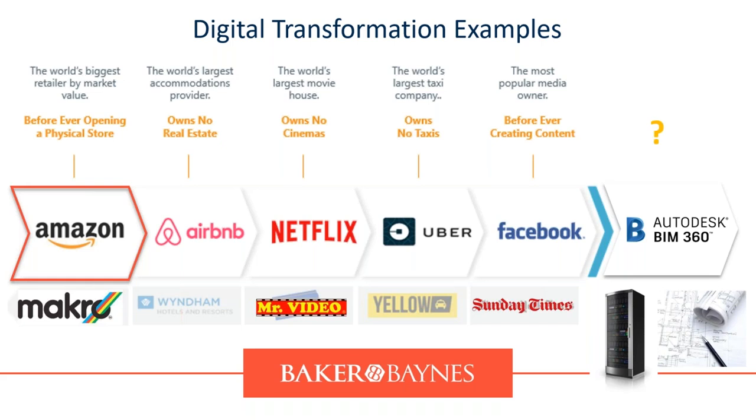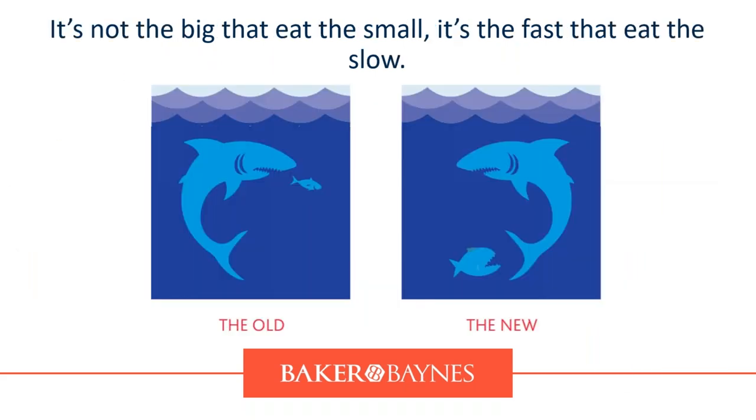So it really brings us to a step where we have to look at how BIM 360 will interrupt or change the traditional processes. In our digital transformation world, it's no longer about the big eating the small. It's about the fast eating the slow. If we take a look at those examples of Netflix or Airbnb, when these companies started, they weren't massive organizations. They were just fast and first with innovation. And with the adoption of digital technologies, we're seeing more and more that smaller organizations can start bidding for bigger work because they have their technology and the tools to help them do that.